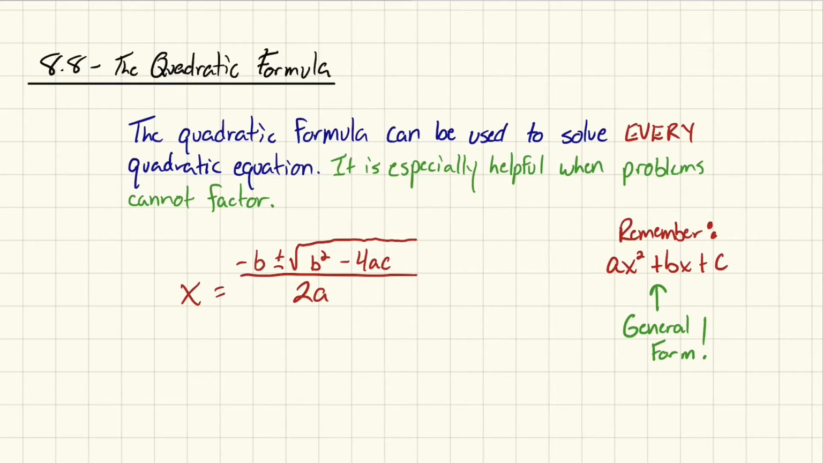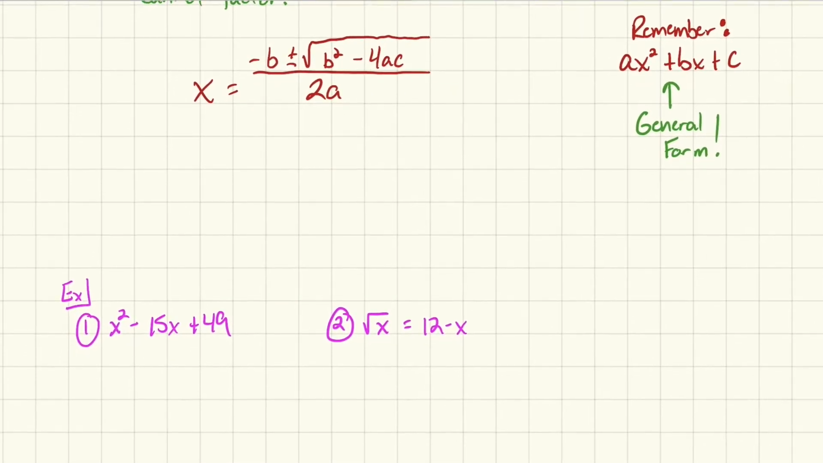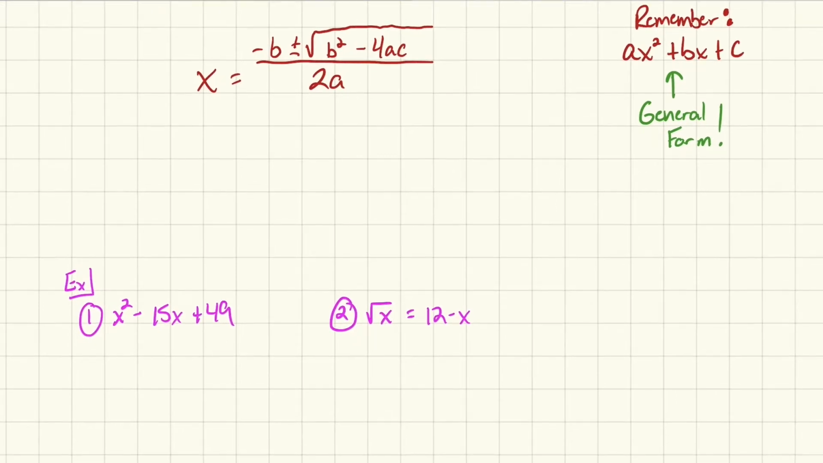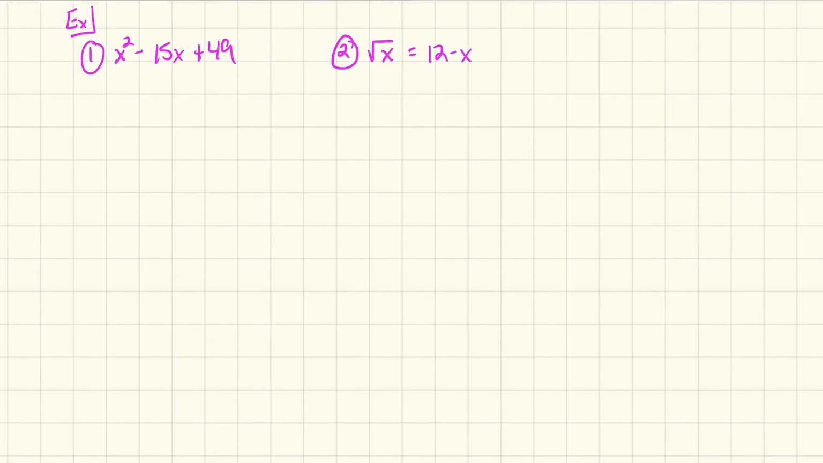So the reason that we use a's, b's, and c's to solve a quadratic equation in the quadratic formula is because the general form is set up with a's, b's, and c's. The variables exactly match. So let's take a look at 3 examples of things that we will see here, and we will start by solving the equations. So our first example is x squared minus 15x plus 49.